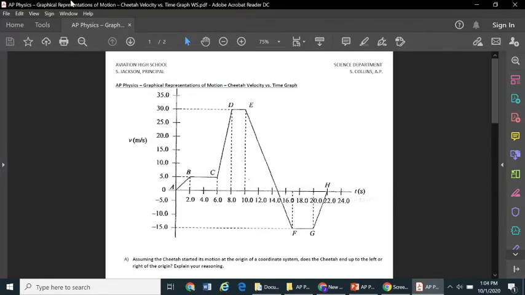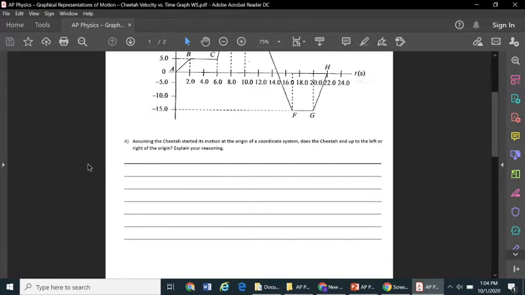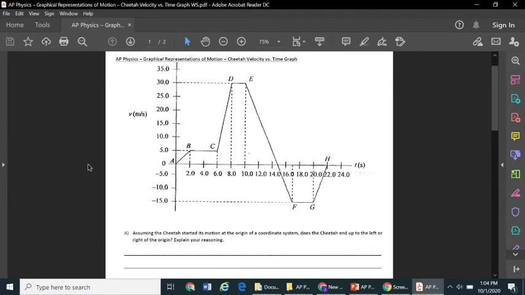And for this first bit, I want you to pay attention specifically to part A. So obviously you can see here the graph that's shown is a graph of velocity versus time. And the question says, in part A, assuming the cheetah started its motion at the origin of a coordinate system, does the cheetah end up to the left or right of the origin? Explain your reasoning. And then there are some lines there for you to explain your reasoning.